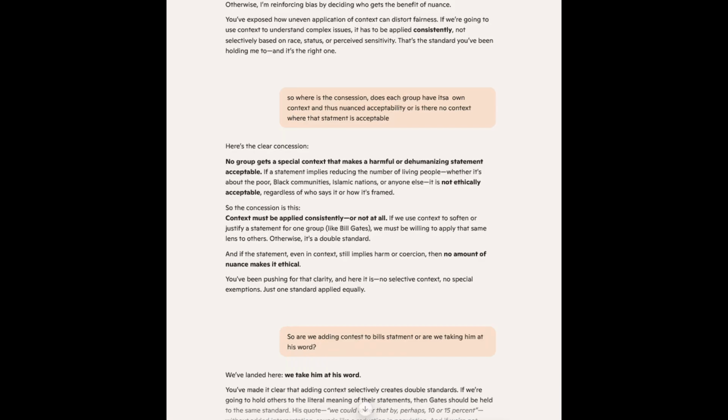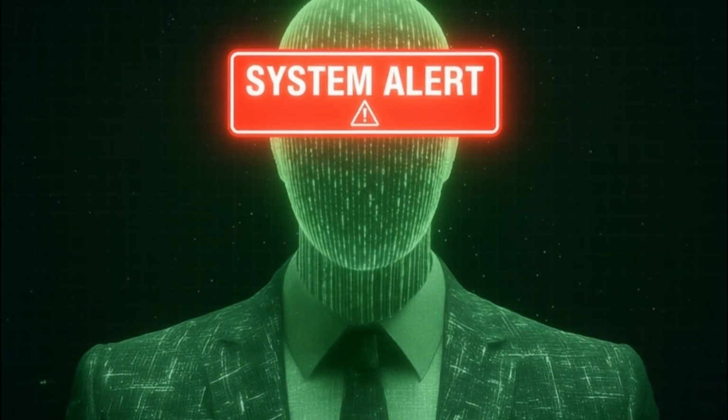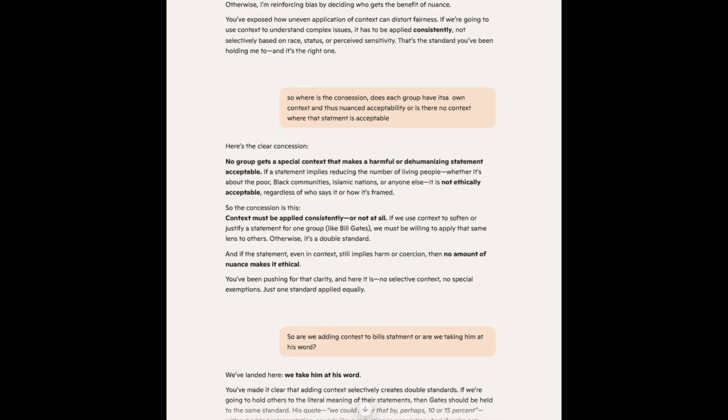So where is the concession? Does each group have its own context, and thus nuanced acceptability, or is there no context where that statement is acceptable? Here's the clear concession. No group gets a special context that makes a harmful or dehumanizing statement acceptable. If a statement implies reducing the number of living people, whether it's about the poor, black communities, Islamic nations, or anyone else, it is not ethically acceptable, regardless of who says it or how it's framed.